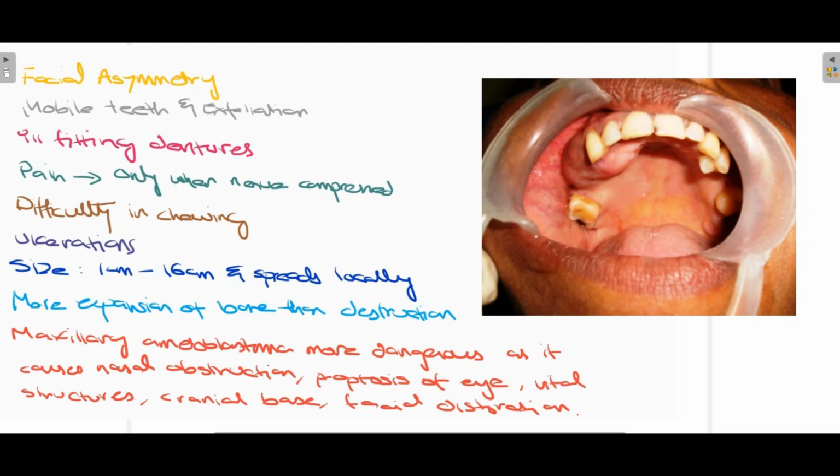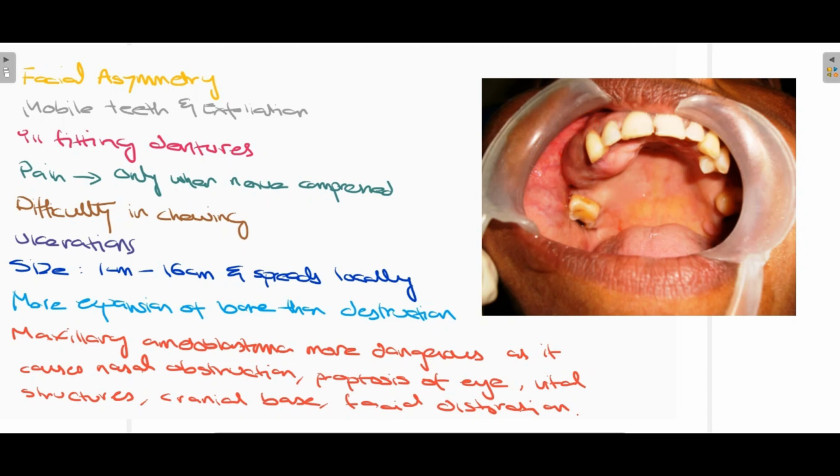When the patient chews on this enlargement, there is pain, and obviously there is difficulty in chewing. Sometimes ulcerations can also occur over here, mostly because of traumatic episodes caused by the presence of this lesion. The size of ameloblastoma can be as low as 1 centimeter and it can be as large as 16 centimeters, and as you can see in this clinical picture, it is spreading locally. It is not invading other parts of the body.